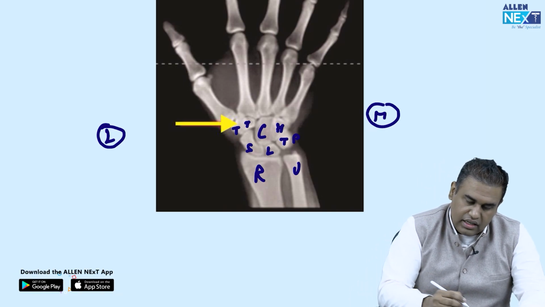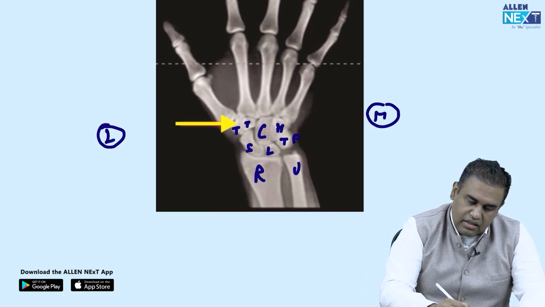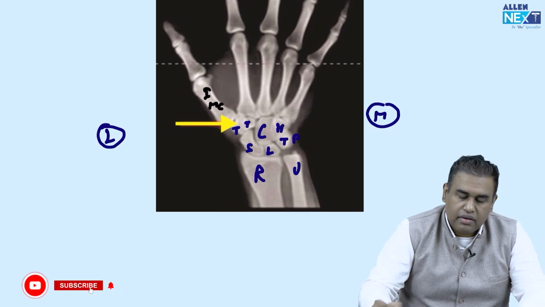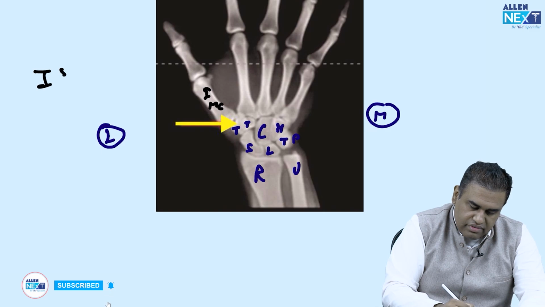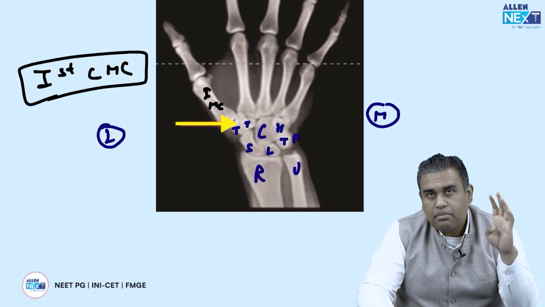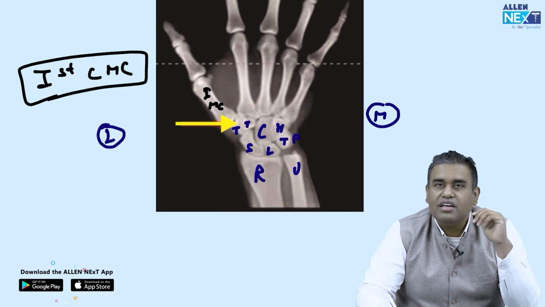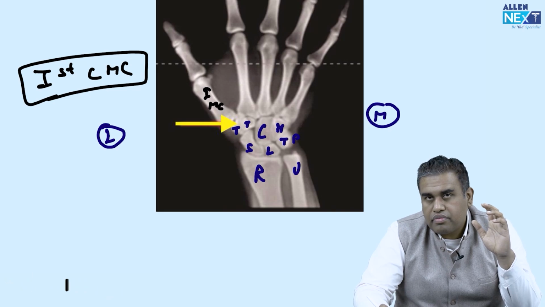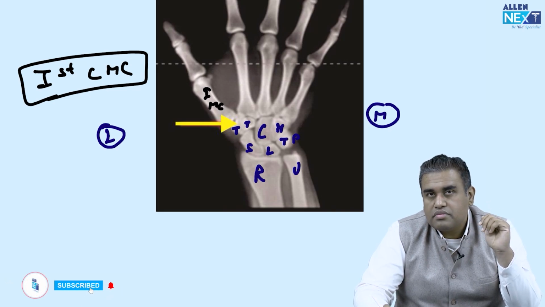So you have arrow is where? Arrow is between the trapezium over here, and this is what? This is the first metacarpal. So which joint is this? This is first carpo-metacarpal joint. And this is what makes the thumb different from the other 4 fingers. You can understand the movement of the thumb. So many muscles over here, the thenar eminence, different from the other fingers.